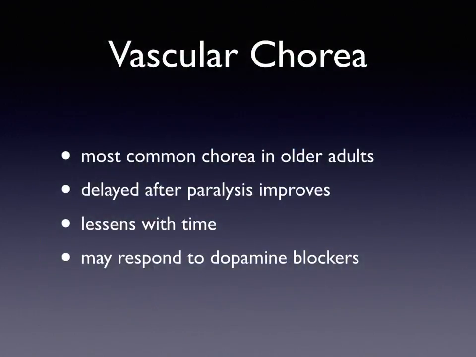As we stated earlier, vascular chorea is probably one of the most common forms of chorea. It usually occurs, let's say, after a stroke. Sometimes it may occur several months after the stroke and when we see them in outpatient follow-up. This also has a fairly good long-term prognosis and tends to get better with time. If we do need to treat vascular chorea, we treat it like all other forms of chorea, and it's usually with dopamine blockers. So haloperidol, for example, is very effective. One of the most common drugs we use now for chorea is tetrabenazine.